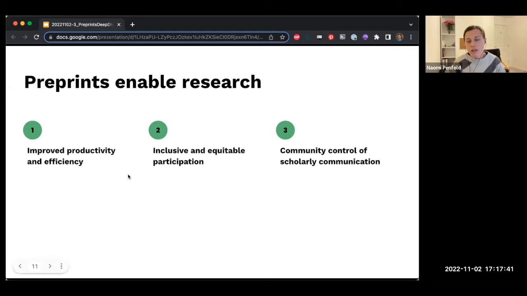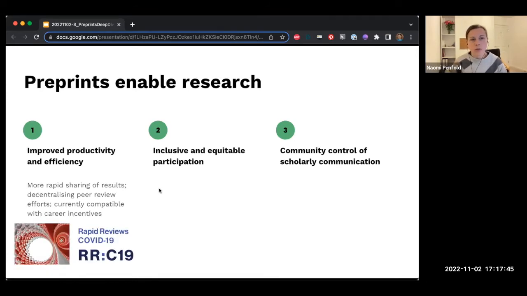This is a very first and foremost value that's obvious to people in the space, which is that preprints enable much more rapid sharing of results, and they also help to bring some efficiency in peer review efforts. And this is done in a way that is currently compatible with academic career incentives. So the fact that it can work alongside existing traditional journal publishing means that people have felt able to preprint. And that means that that value has been able to come through.